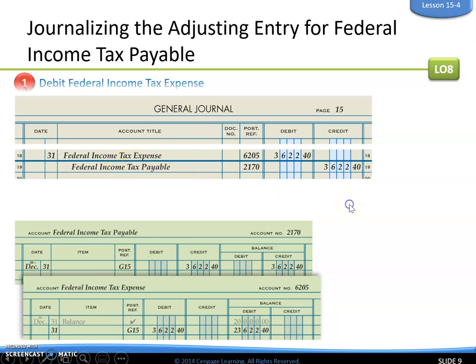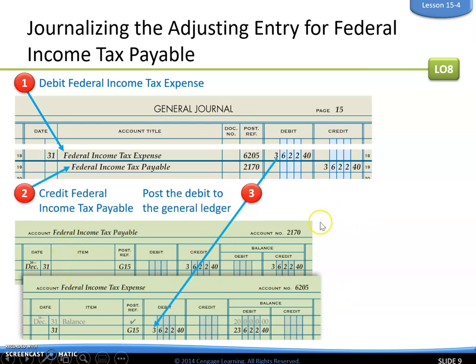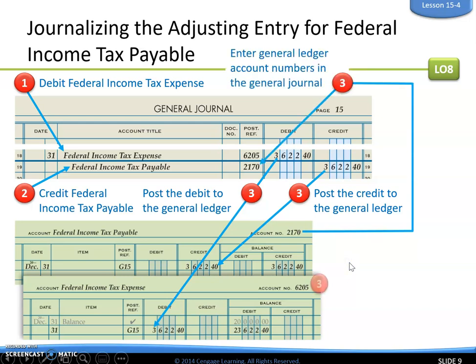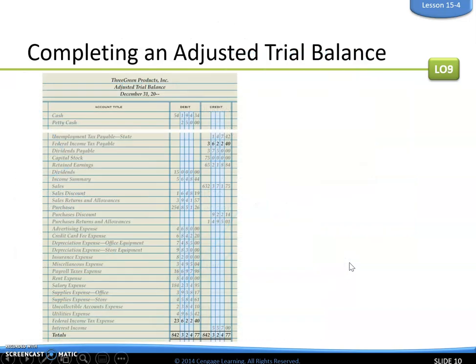And then they're also showing us here our posting. We would post to each account and find our new balances. And so notice after we find our new balance in federal income tax expense, it now equals what we owed for federal income tax. Then once we finish that and once we've posted that, we're then going to put that federal income tax expense amount onto our adjusted trial balance.